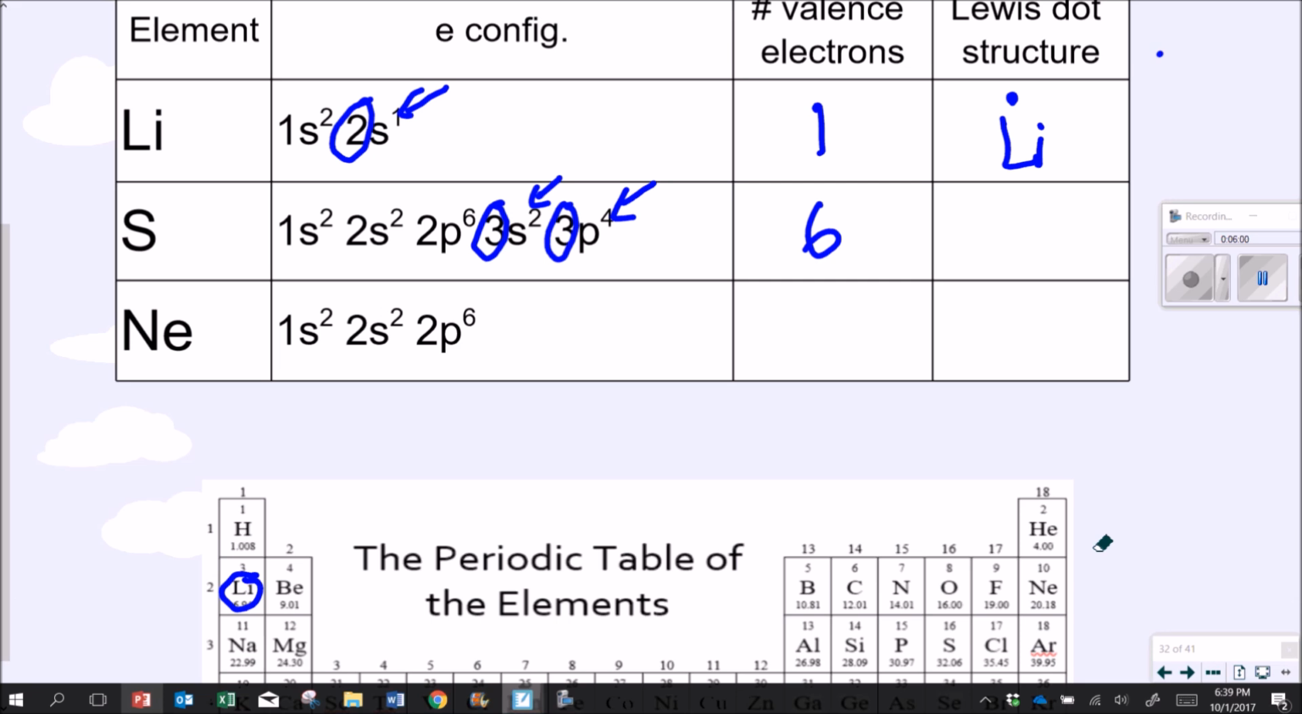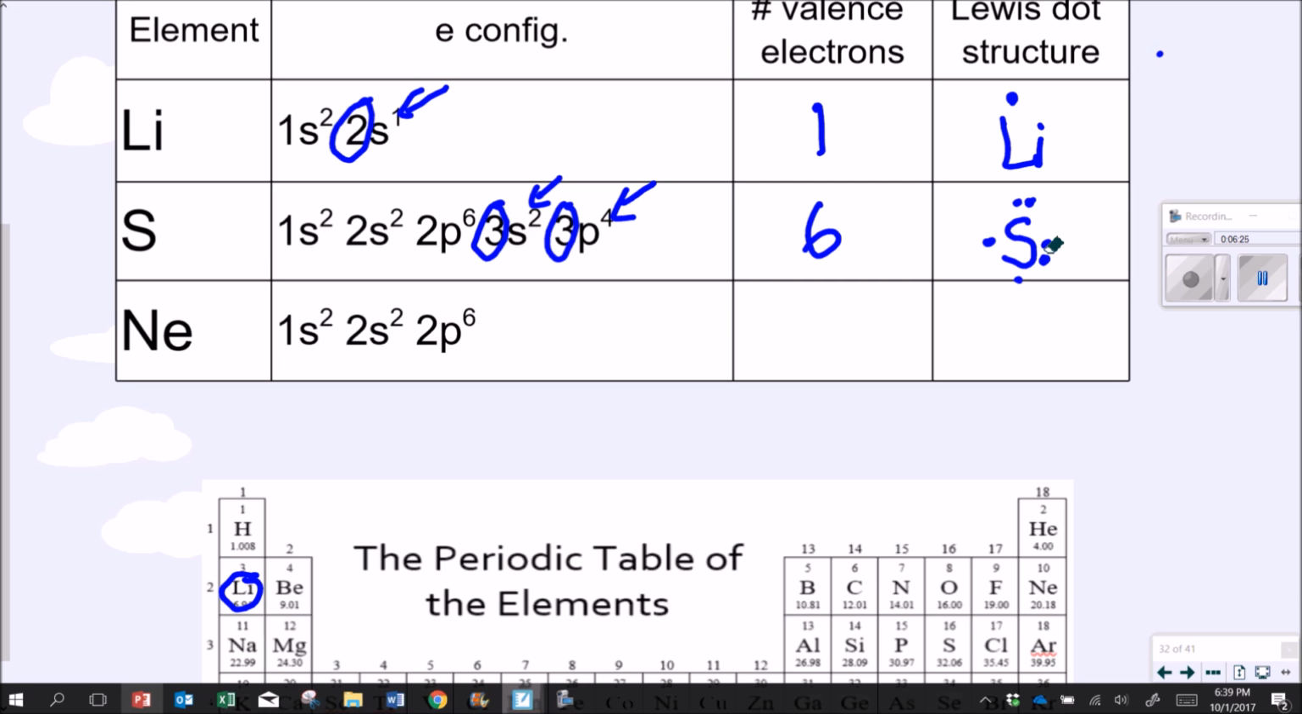For the Lewis dot structure, we write the element symbol, so S for sulfur. And then we start putting dots like around a box. So we do 1, 2, 3, 4, and we go singly, and then we double up. 5, 6 valence electrons for sulfur.